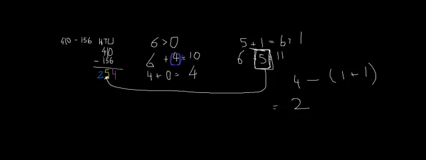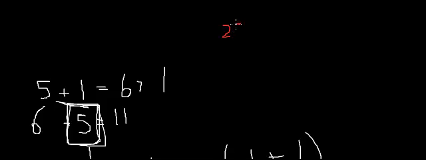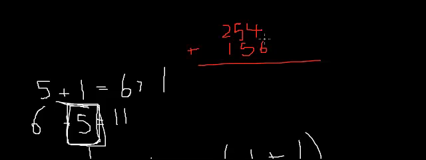And let's just add this to see if it's correct. Let's do it real quick over here. 254 plus 156. 4 plus 6 is 10, so 0 and carry 1. 1 plus 5 is 6, plus 5 is 11, so 1 and carry 1. 1 plus 2 is 3, plus 1 is 4. And that is, what do you know, 410. Same here.